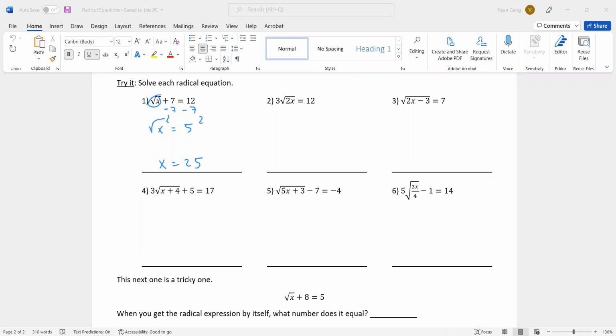A good thing to do is to mentally check it. Take 25 and put it back in for x. Square root of 25 is 5. 5 plus 7 is 12. It worked. All right, number 2.